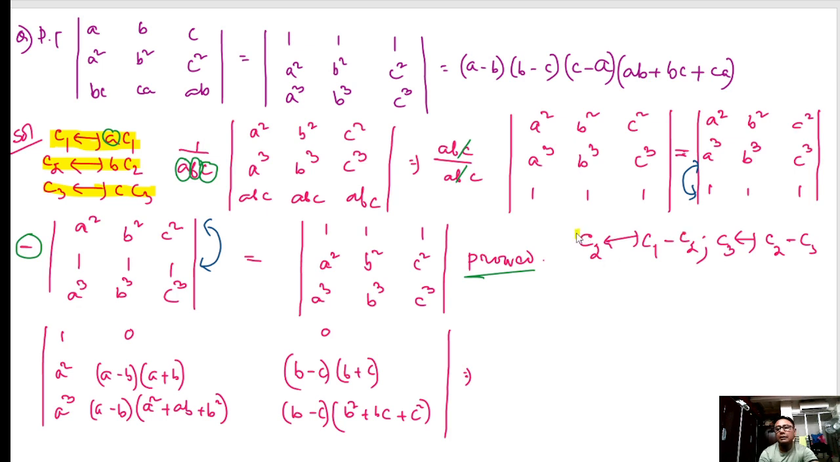So let's apply the operation C1 minus C2 in C2 and see what happens. C1 minus C2, so it is 0, and put it in C2. Similarly A square minus B square, which is A plus B into A minus B, and put it in C2. Similarly A cube minus B cube, which is A minus B into A square plus AB plus B square, put it here.